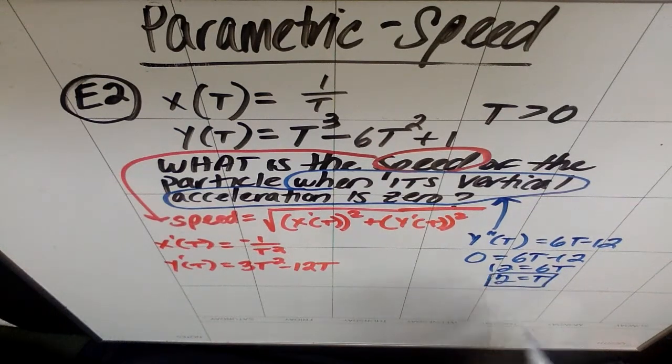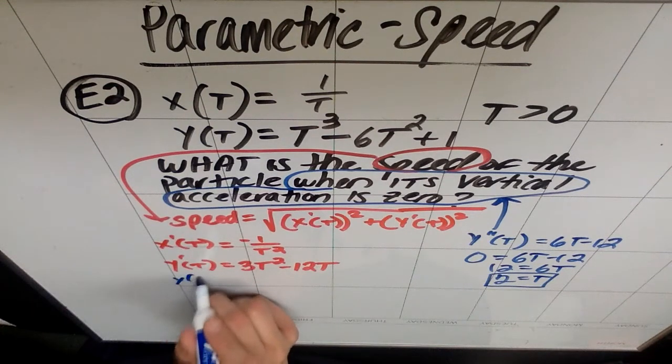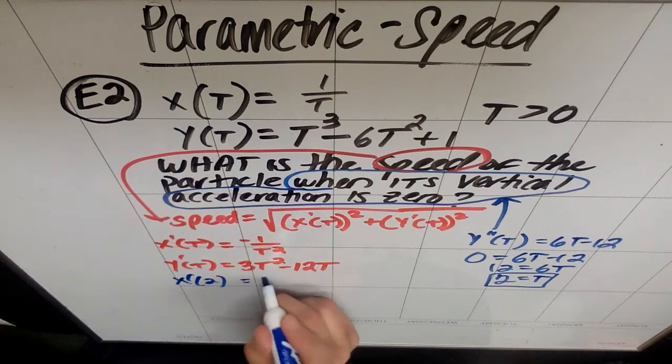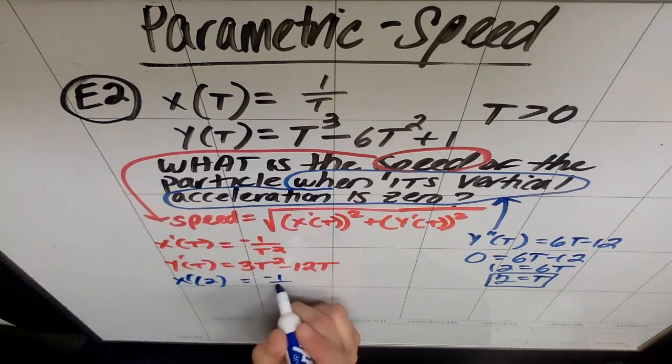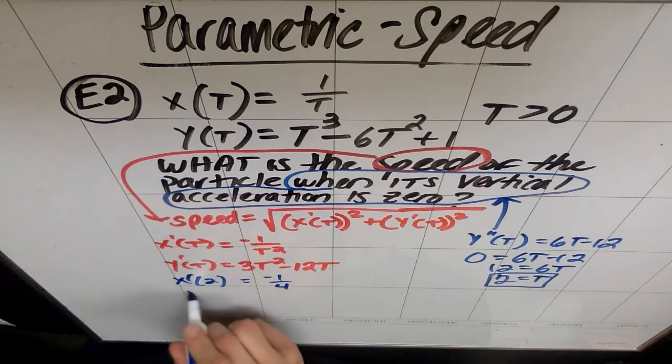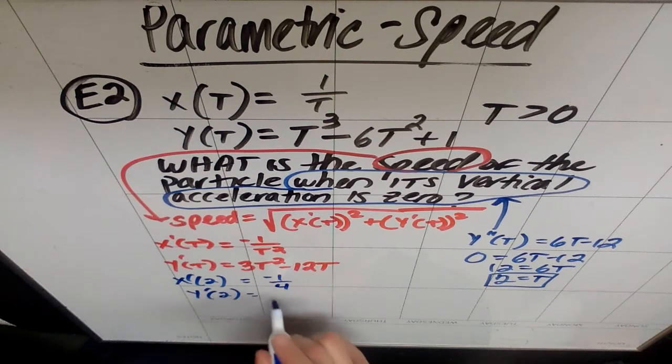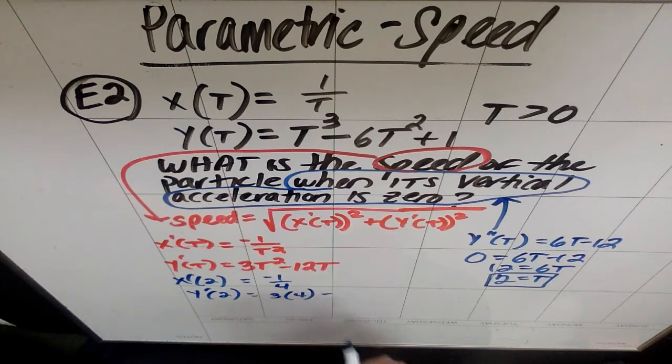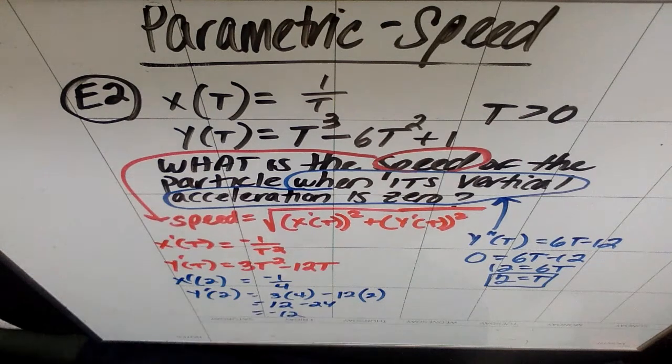What I'm being asked to do is plug t equals 2 into these equations and write the square root. If I want to find x prime of 2, I get negative 1 over 2 squared, which is negative 1 over 4. If I want to find y prime of 2, that's 3 times 4 minus 12 times 2, which ends up being 12 minus 24, or negative 12. So I have my x prime of 2 and my y prime of 2.